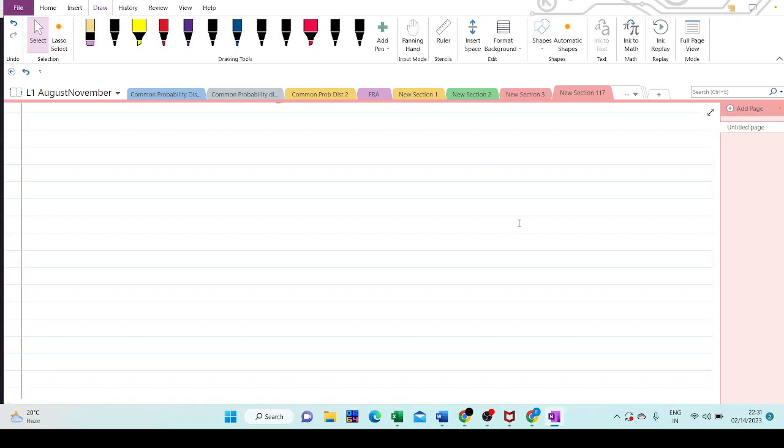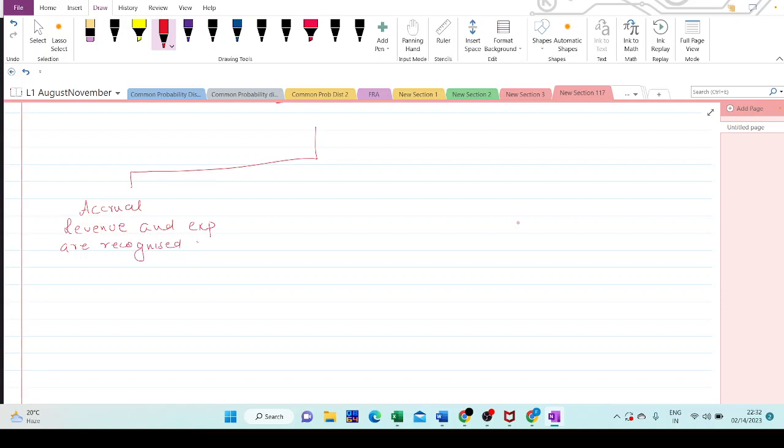Now, what is the accrual basis of accounting? Under the accrual basis of accounting, revenues and expenses are recognized when the transaction is made, and not when cash is received or paid.